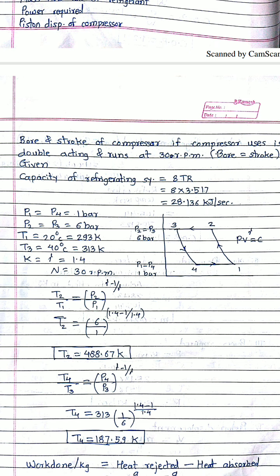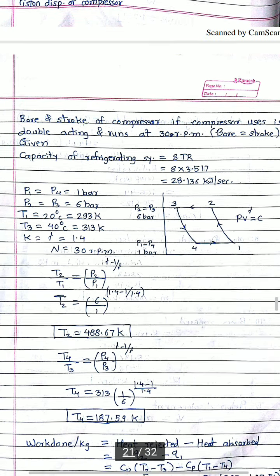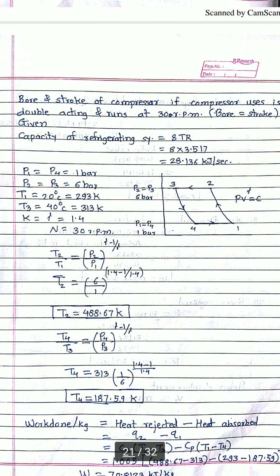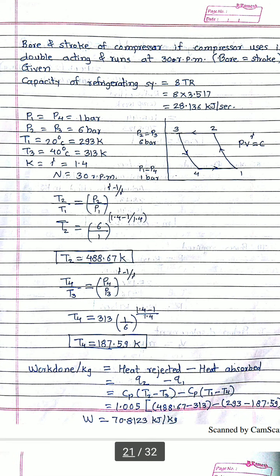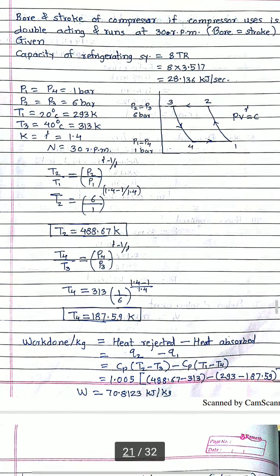Now T4. Similarly the 3 to 4 process is again isentropic process. So for isentropic process T4 upon T3 is equal to P4 upon P3 raised to gamma minus 1 upon gamma. T4 we have to calculate. T3 value is given, 40 degrees Celsius. So 313 into P4 is 1, P3 is 6, raised to 1.4 minus 1 divided by 1.4. So after simplification the value of T4 is equal to 187.59 Kelvin.